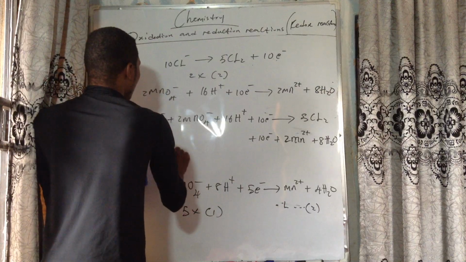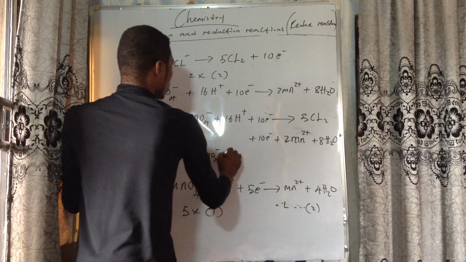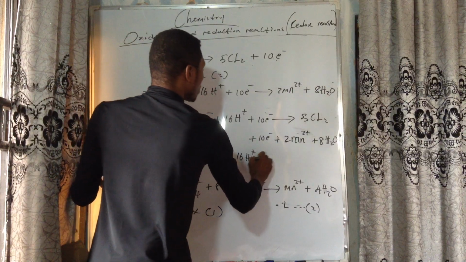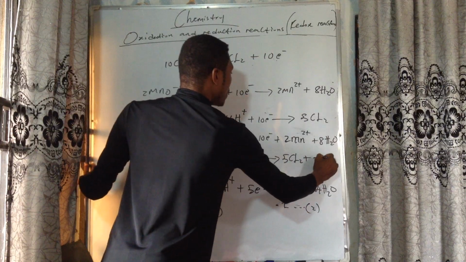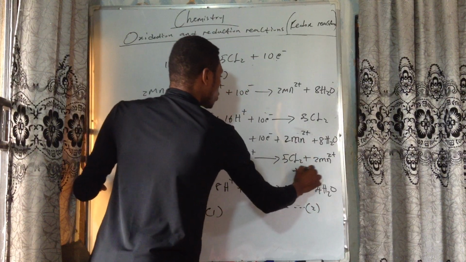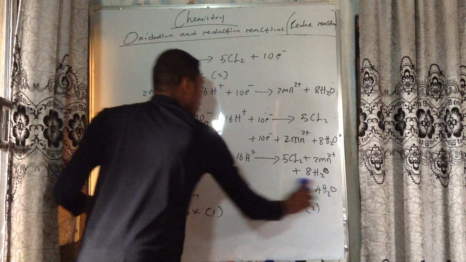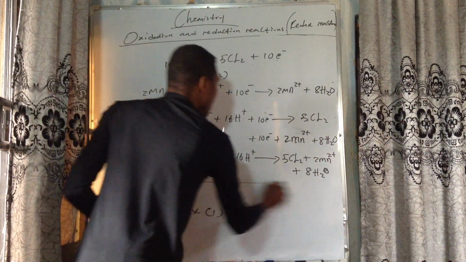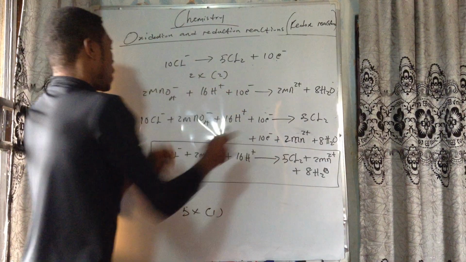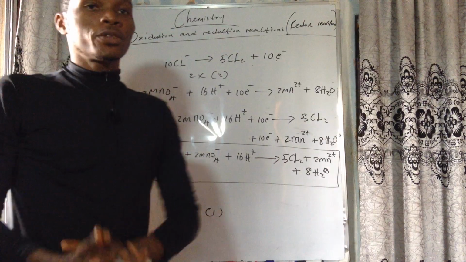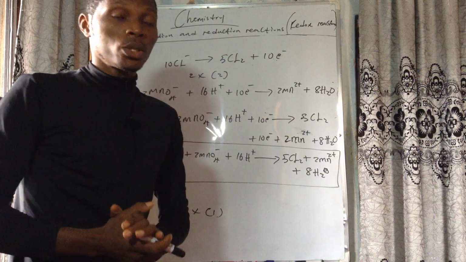So you now have the final answer as 10Cl minus plus 2MnO4 minus plus 16H plus, giving us 5Cl2 plus 2Mn2 plus plus 8H2O. Now this is the net equation. So this is your answer as the net equation. So you see, this is just very easy. Just take your time and watch it, you understand it.